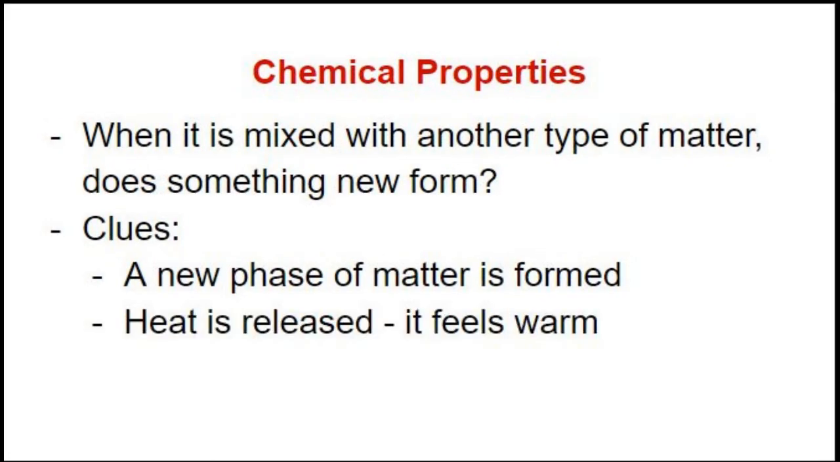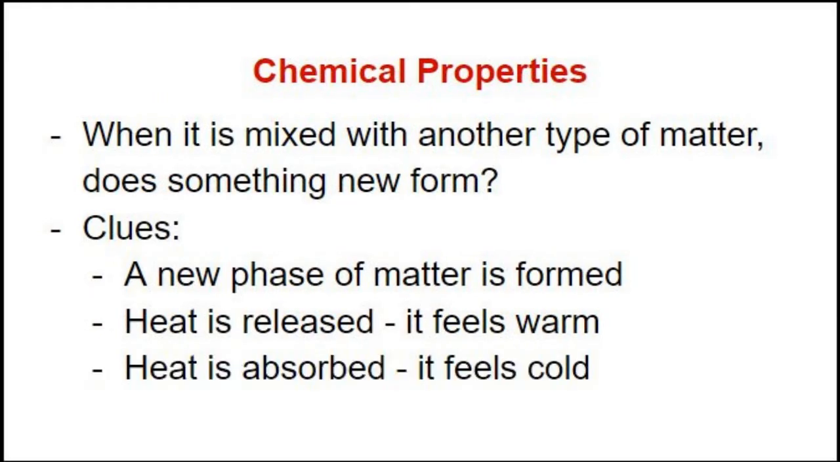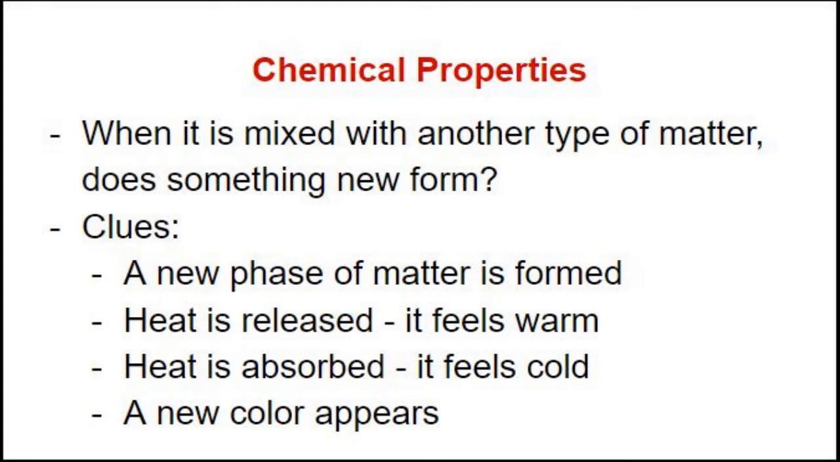You can also look to see if heat is released, if something feels warm, or if heat is absorbed, if it starts to feel cold. One more clue is to see if a new color appears. In my white powder videos, I added iodine and I added phenolphthalein to the white powders. And sometimes the colors changed. The iodine's a yellow-brown color, and sometimes it changed to a blue. Phenolphthalein is clear, and sometimes it changed to pink. If something new forms and a new color appears, then some chemical change has happened.